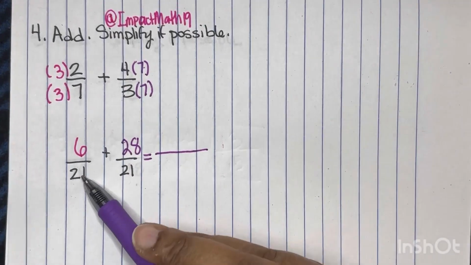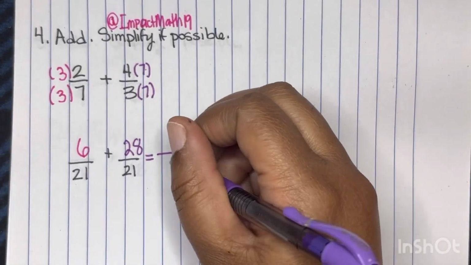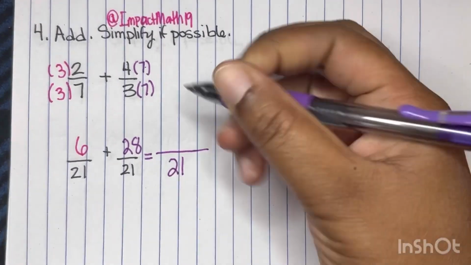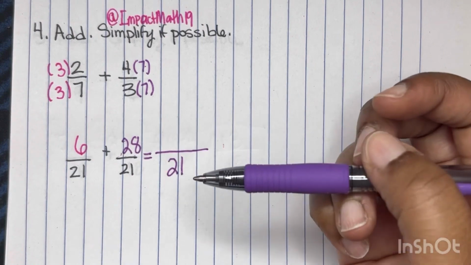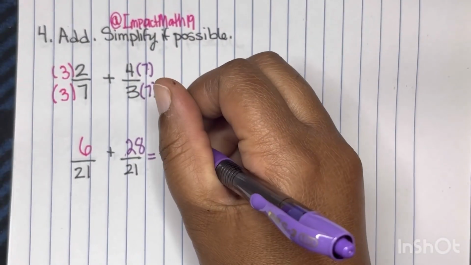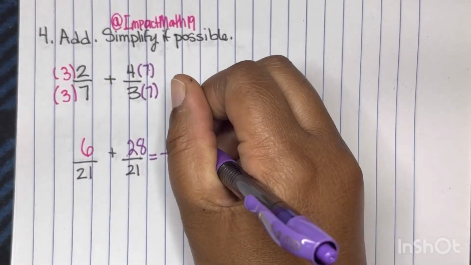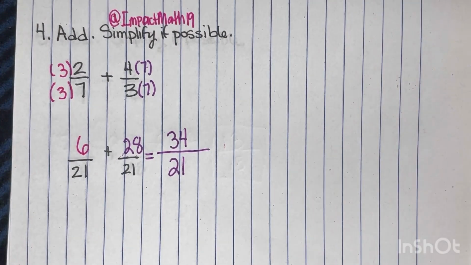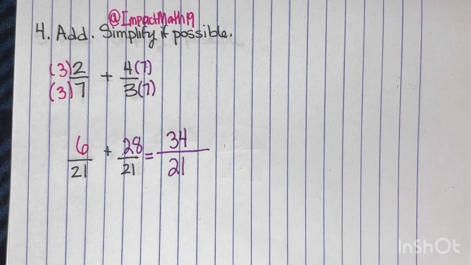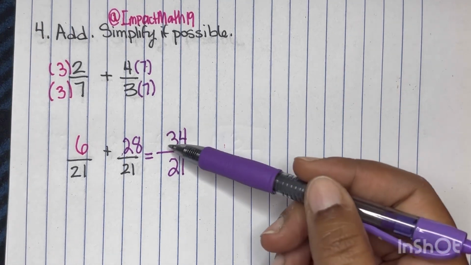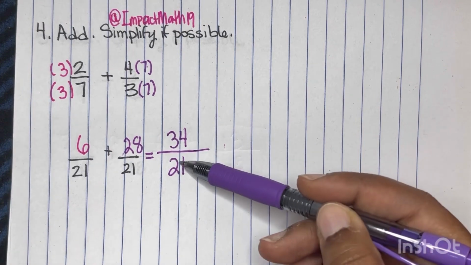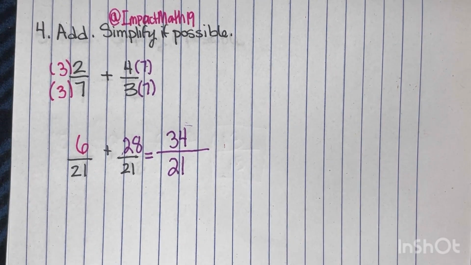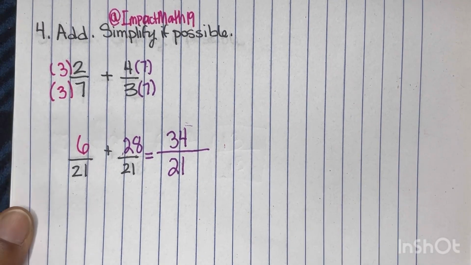Whenever we have a common denominator, the common denominator stays the same, and we add our numerators. So 28 plus 6 is going to give us 34. And then we have 34 over 21. Now we can leave our answer. This is called an improper fraction because the numerator is bigger than the denominator, or we can change it to a mixed number. Let's change it to a mixed number.